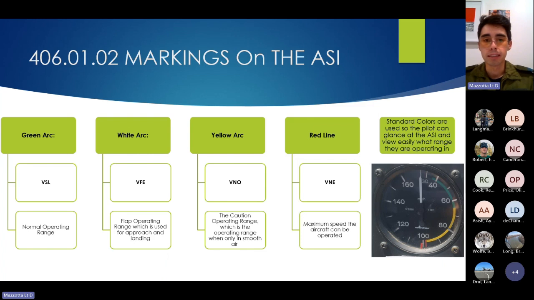So what do some of these markings on the airspeed indicator mean? These are standard colors used so the pilot can understand what the airspeed indicator is telling you. On our gliders, the green line, or your VS1, is your normal operating range. This is typically the speed that you will fly at all the time. In our gliders, our best L over D is 50 miles per hour. So that's what we're aiming for on every flight when we're not on our final approach or on tow.